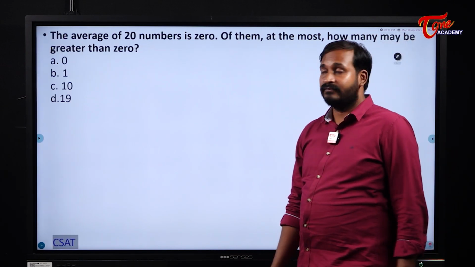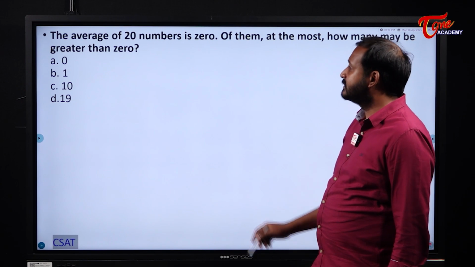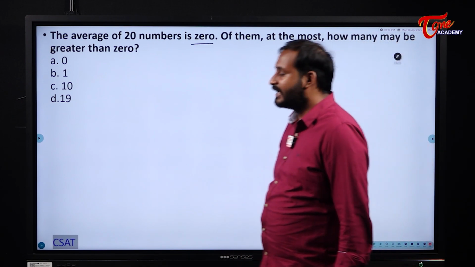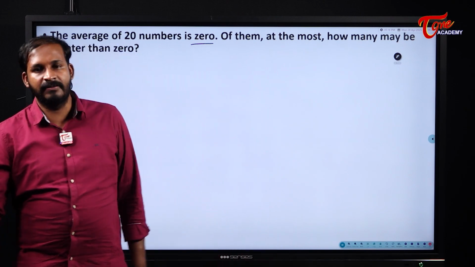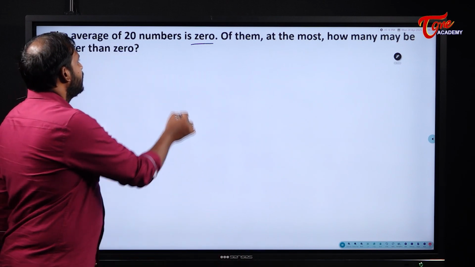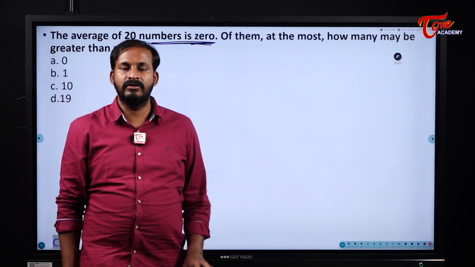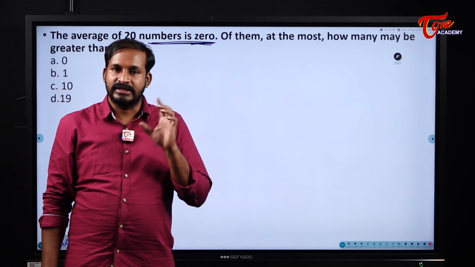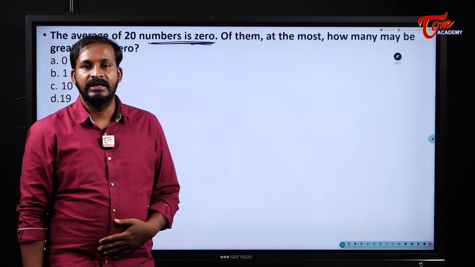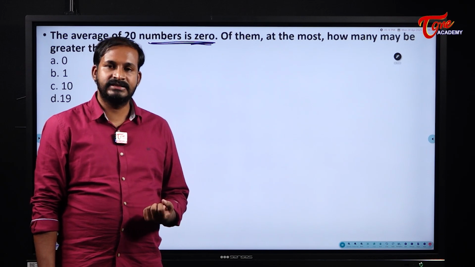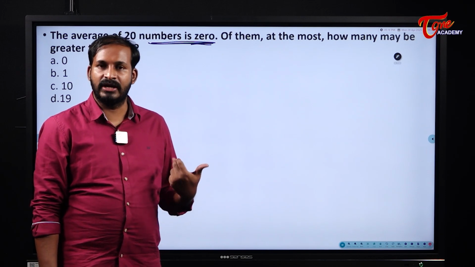The average of 20 numbers is 0. Of them, at the most, how many may be greater than 0? See here students, average is becoming 0 means what? When there are definitely some positive and some negative numbers, then there is a chance to get the average as 0. Else we will always get a positive or a negative number.